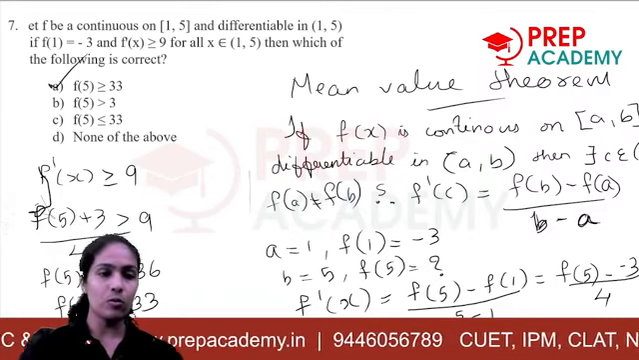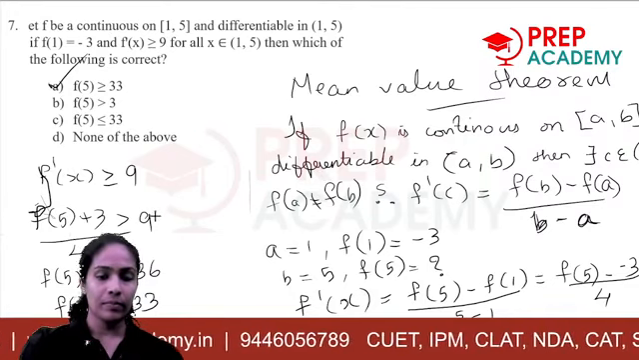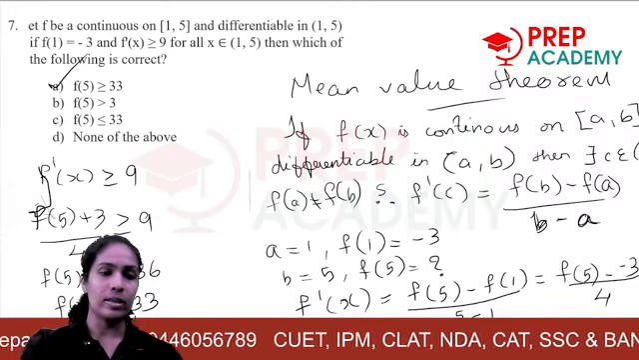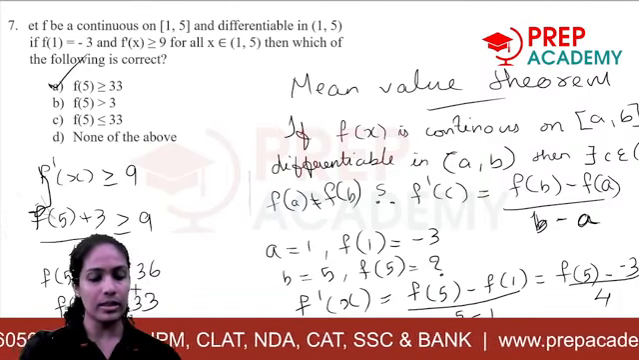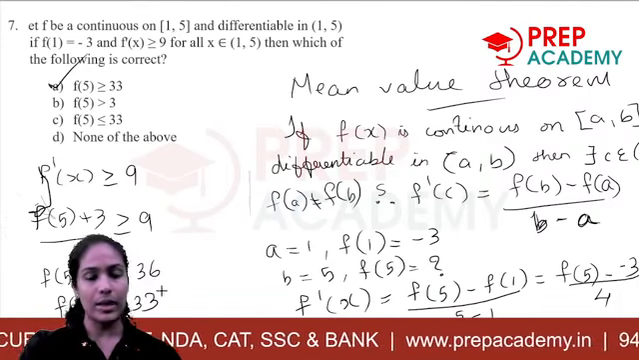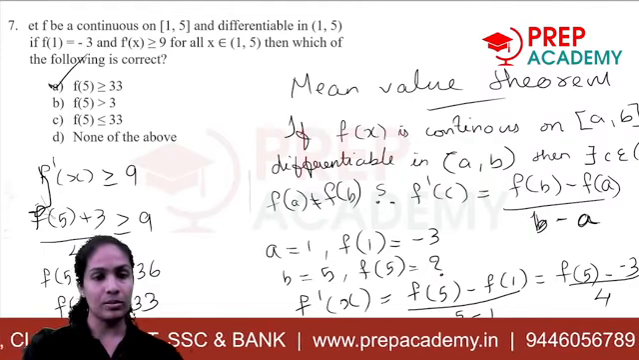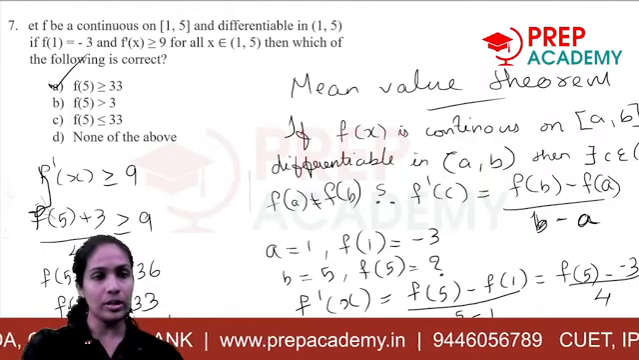You can bring this 4 to the RHS. This 9 into 4 is 36. F of 5 plus 3 is greater than or equal to 36, or f of 5 is greater than or equal to 36 minus 3, which is 33. The correct option is option A.